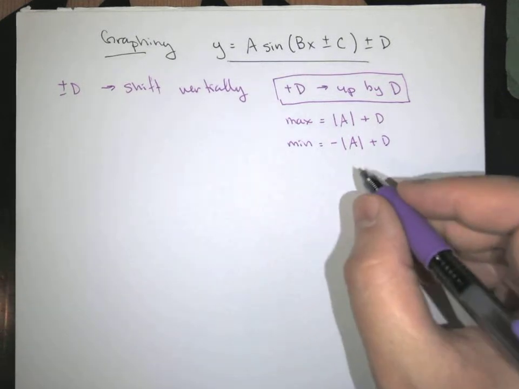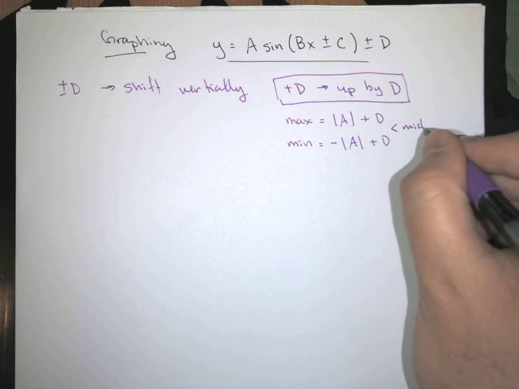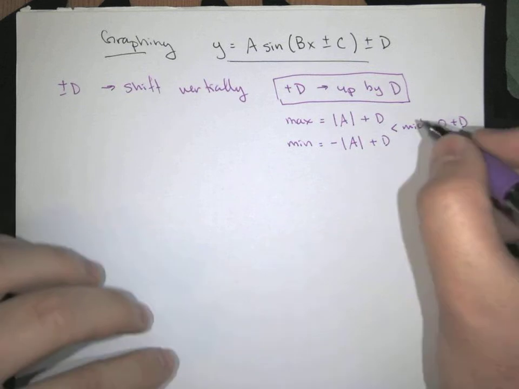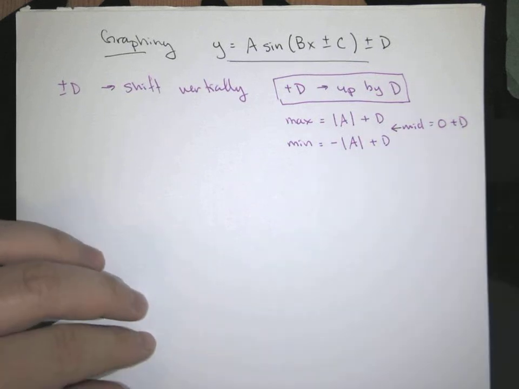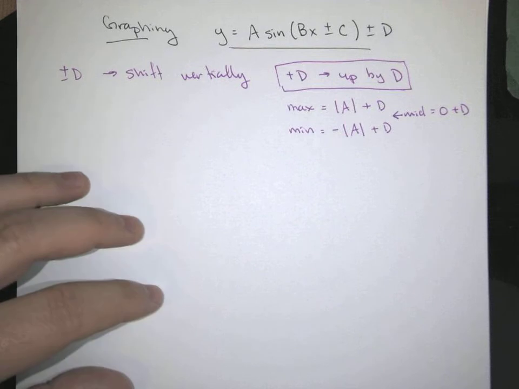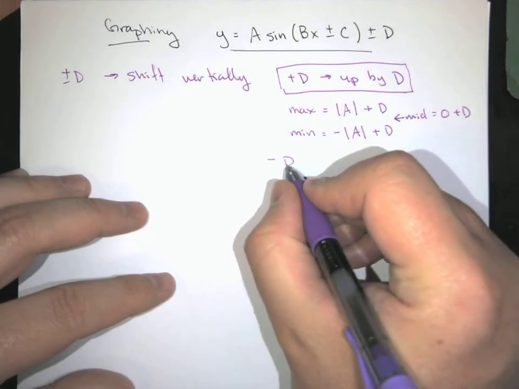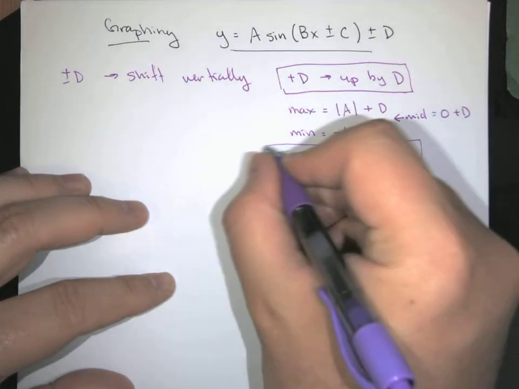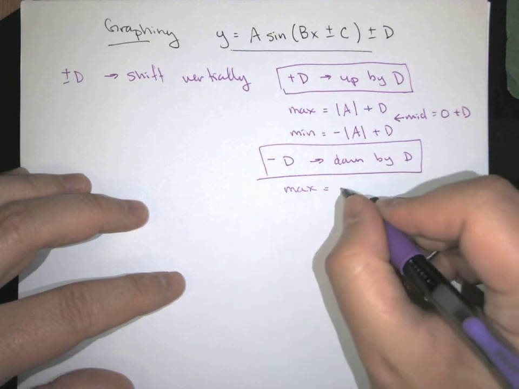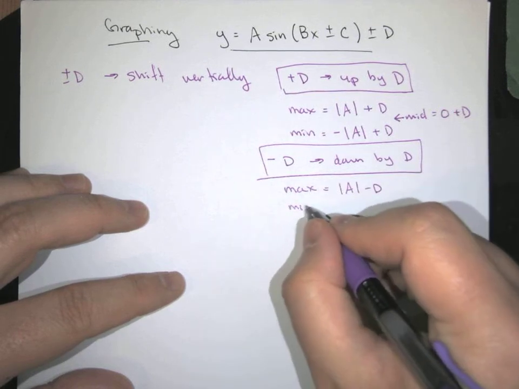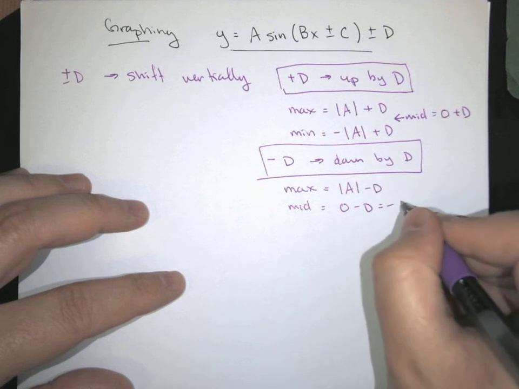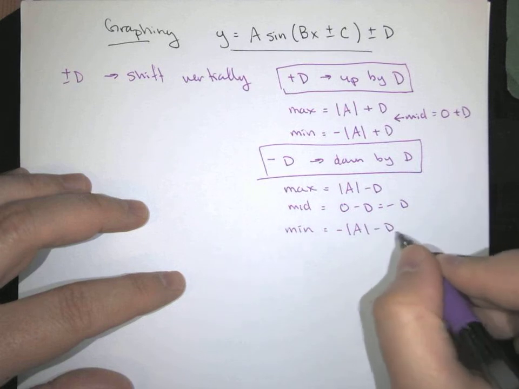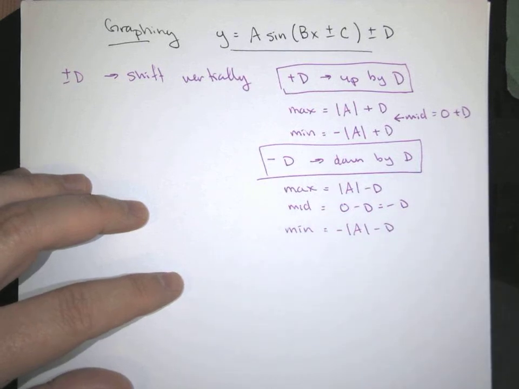And then I should have snuck in your mid value, which is going to be 0 plus d, tucked in there. If we do a shift down, if it has minus d, that's going to bring us down by d. So that means our max is going to be the amplitude minus d. I'll actually put the mid value in. 0 minus d would be negative d. And then our minimum would be the negative value minus d. So we'd end up somewhere there.